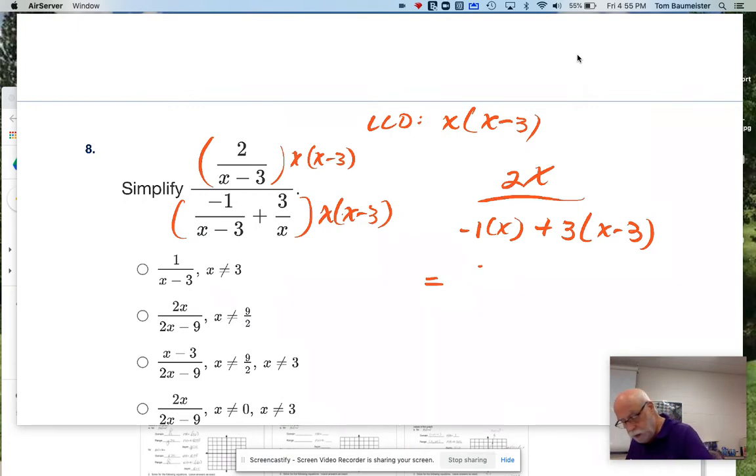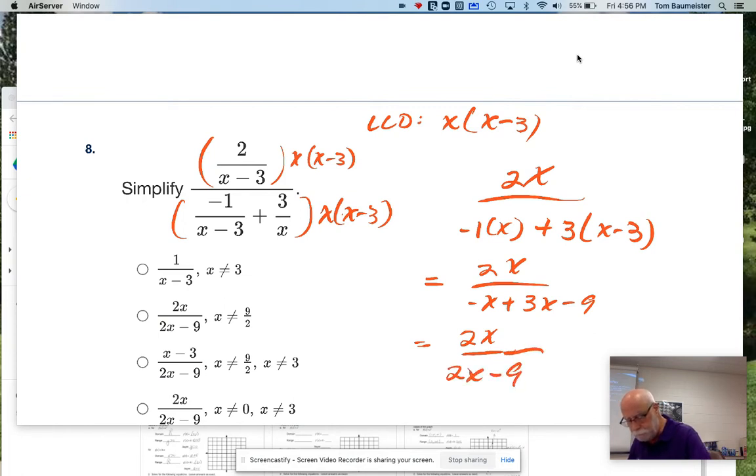On the top, we have 2x. On the bottom, we have negative x plus 3x minus 9. So again, I distributed this 3 through the parentheses. And let's see, that will simplify to 2x on the top. On the bottom, we also have a 2x, but we have minus 9.